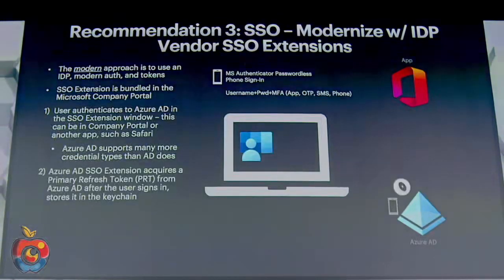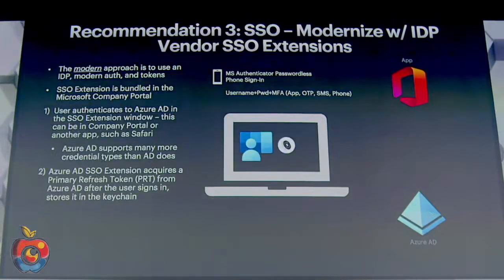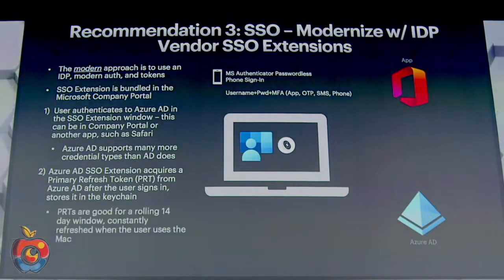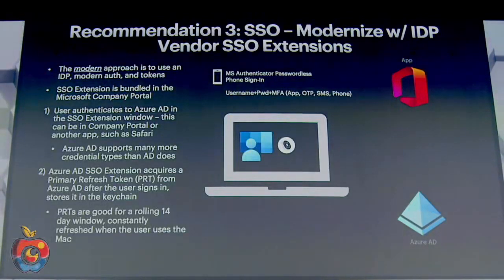Then, with those credentials in hand, the SSO extension in the company portal will go acquire that PRT from Azure AD. This doesn't require line of sight to domain controllers, doesn't require that the device is on-prem, just needs to have an internet connection so it can reach our URLs. Then that PRT is stored in the keychain on the device. Just to call out, PRTs are good for a rolling 14-day window. They're constantly refreshed when the user uses the Mac, though. So as long as they're using the Mac at least once every 14 days and have an internet connection, this thing should be refreshed pretty much indefinitely, unless you set a policy to stop that.